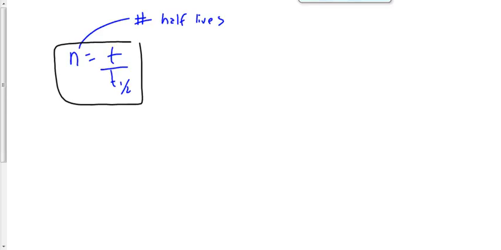If the half-life was 3 minutes and 21 minutes have gone by, then that means 7 half-lives have elapsed. 21 divided by 3 is 7. If the half-life is 5,700 years, if 11,400 years have gone by, then N is equal to 2. 2 half-lives have elapsed.